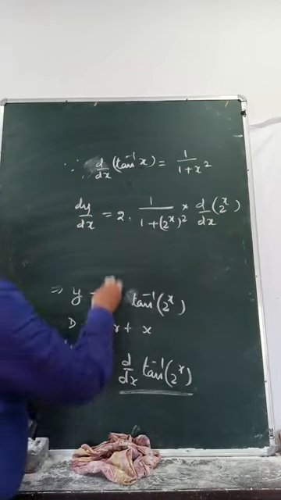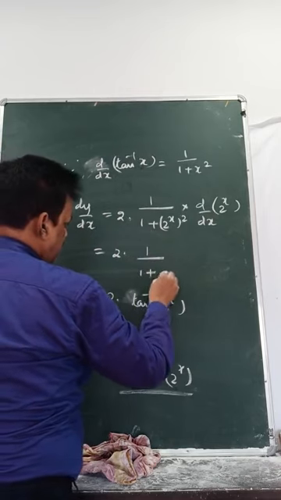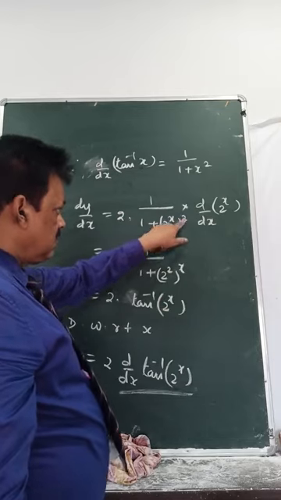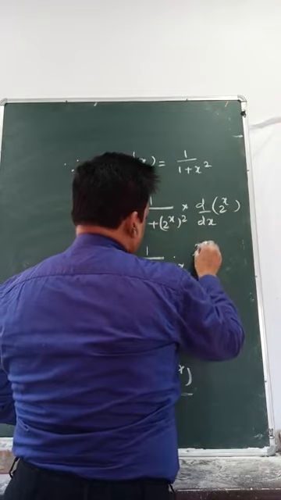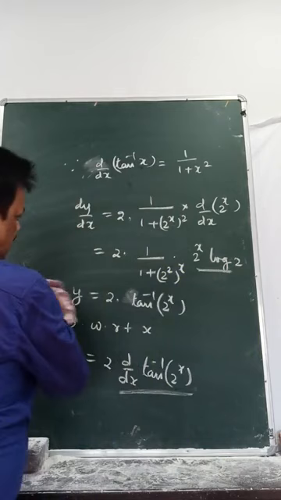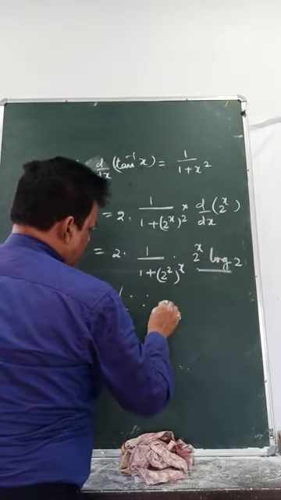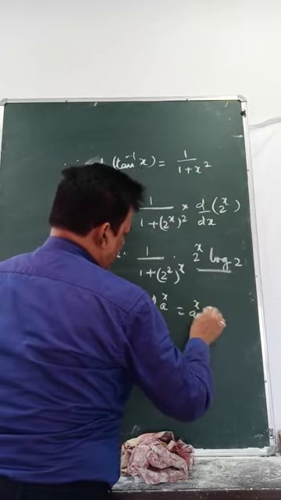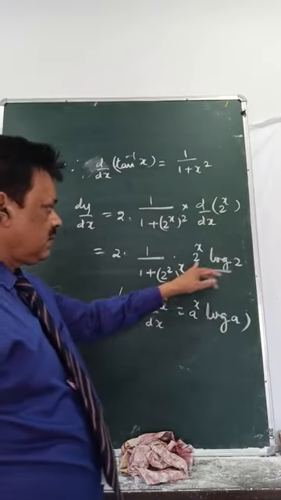So that will be 2 into 1 by 1 plus, interchanging the power, you can write it like this, and this is 2 to the power x log 2. From where you got this part, you can give a reference here. Since the derivative of a to the power x is a to the power x log a.